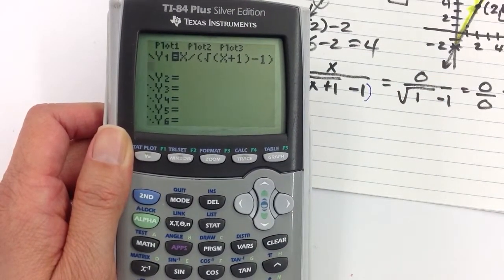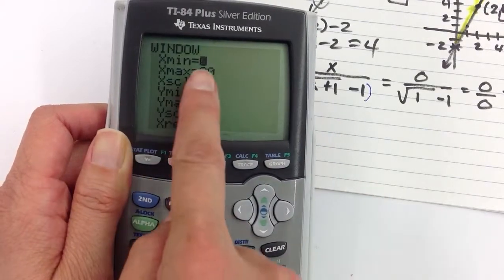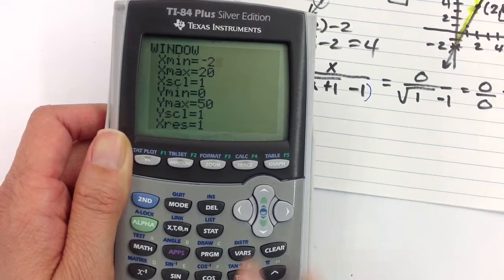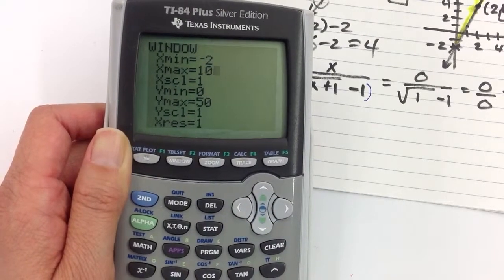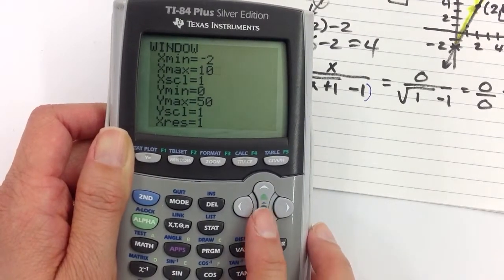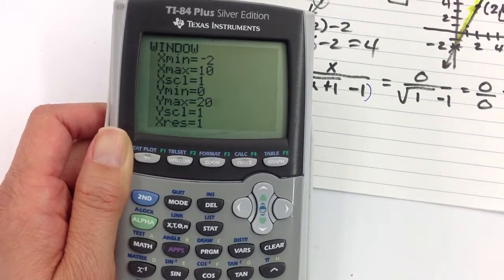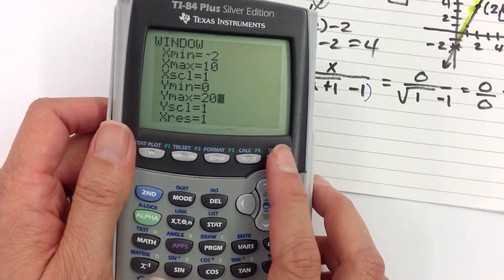Okay. And now I'm going to look at my window. Yes, I think I do want to go from 0. Actually, we want to go around -1. Let me put -2 in there. And my x maximum, I think I only need to go to 10. The 50 I think is too high, so let me change that to 20. I think we'll be good if we do that. And let's graph this guy.